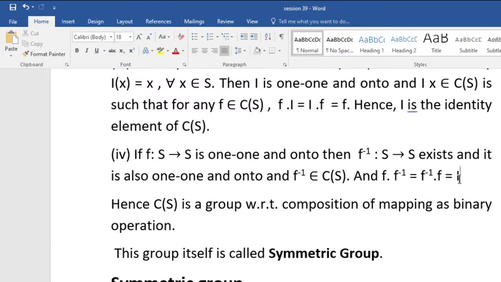That is, the identity mapping is nothing but the identity element in C of S, and hence we can say that C of S, that is the set of all permutations on the set S, satisfies all the four properties, and hence it is a group with respect to composition of mappings as a binary operation, and this group itself we are going to call a symmetric group.